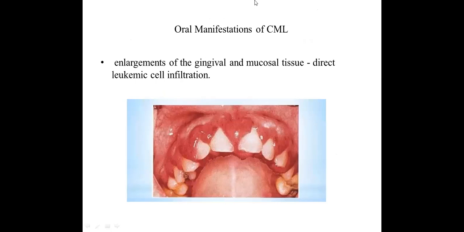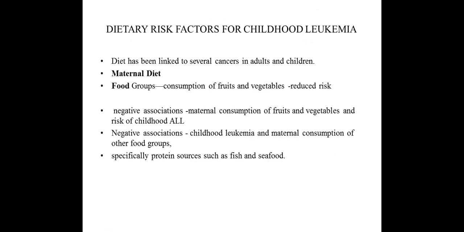Oral manifestations of chronic myeloid leukemia: enlargement of gingival and mucosal tissues, and direct leukemic infiltration.